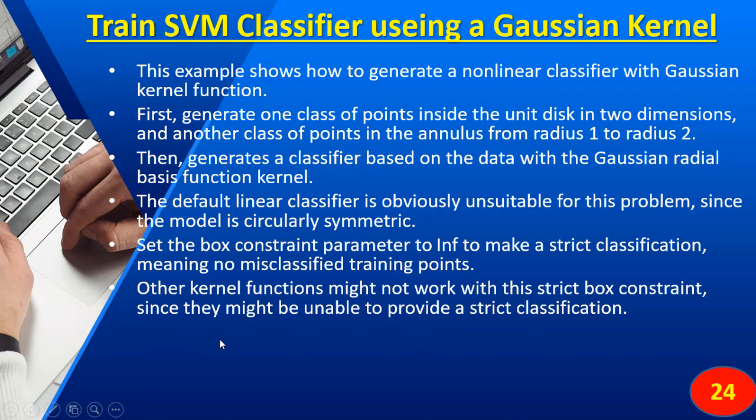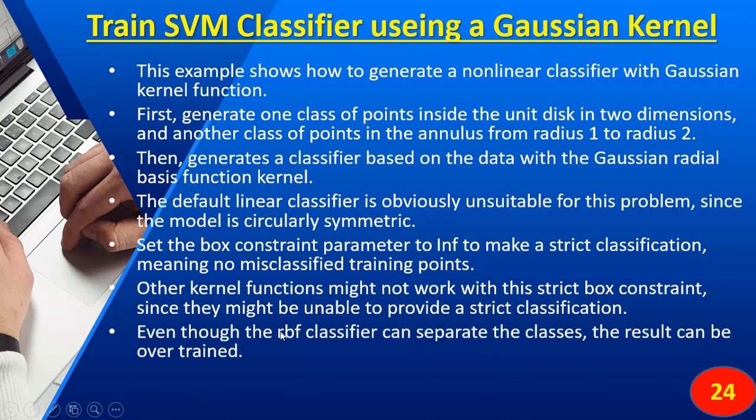Other kernel functions might not work with this box constraint, since they might be unable to provide a strict classification. Even though the RBF classifier can separate the classes, the result can be overtrained.